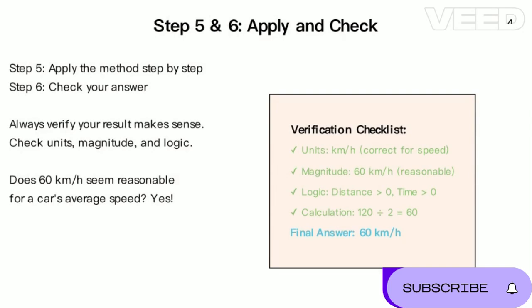We check if the magnitude makes sense. 60 kilometers per hour is a reasonable speed for a car. We confirm our logic. Both distance and time are positive values. And we double-check our calculation. 120 divided by 2 equals 60. Our final answer is 60 kilometers per hour.